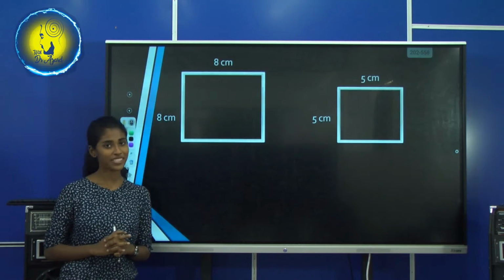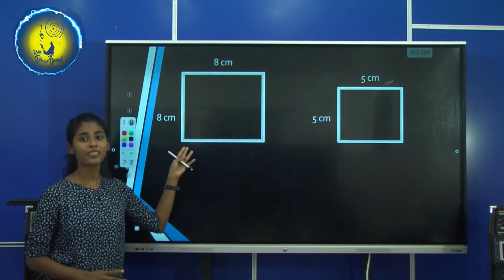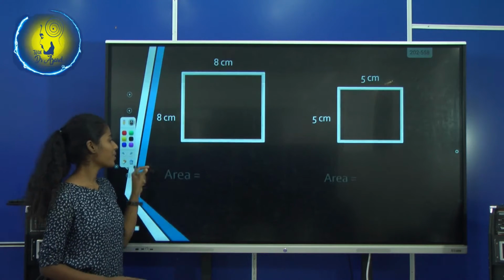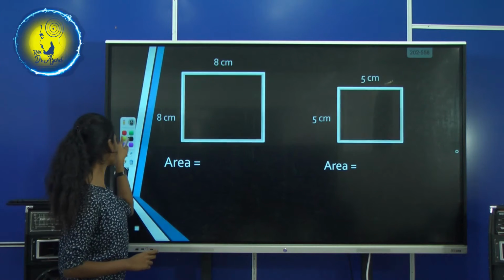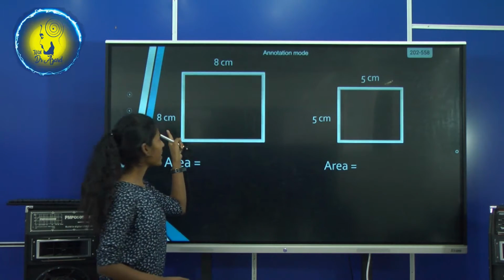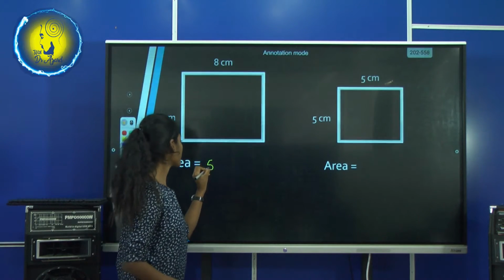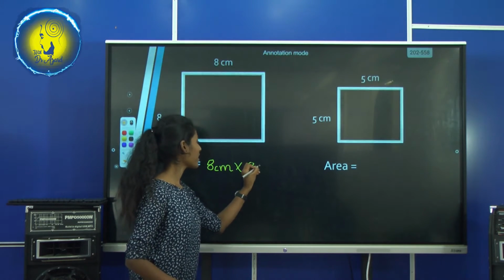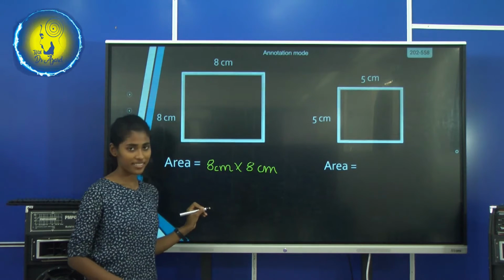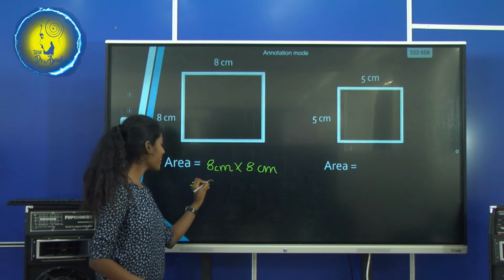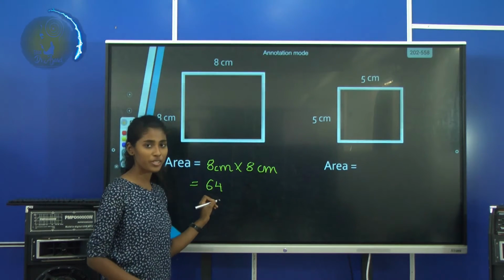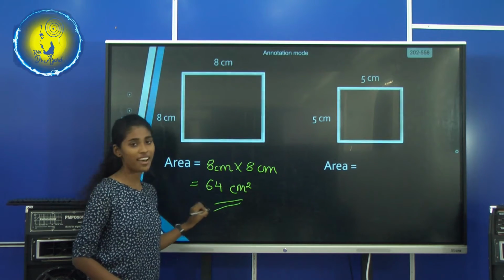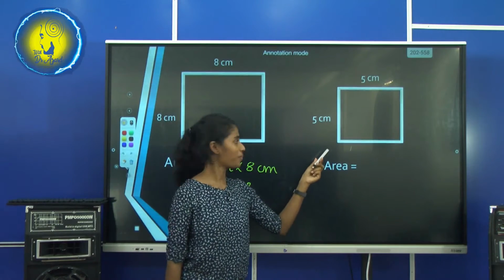Let's do some examples with me. Can you see a square here? The length is 8 centimeters. Let's find out the area. 8 into 8. 8 centimeters into 8 centimeters. What is the area? Area equals 64. The unit is squared centimeters. This is the answer.